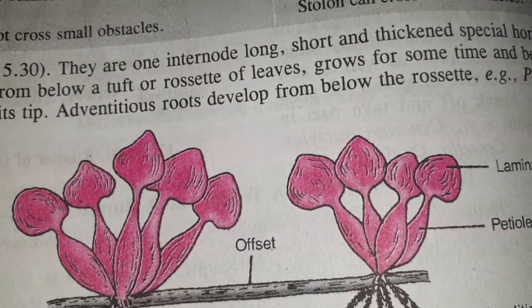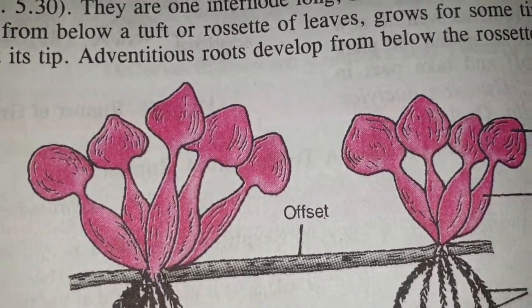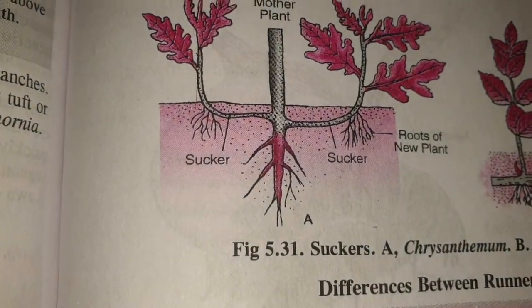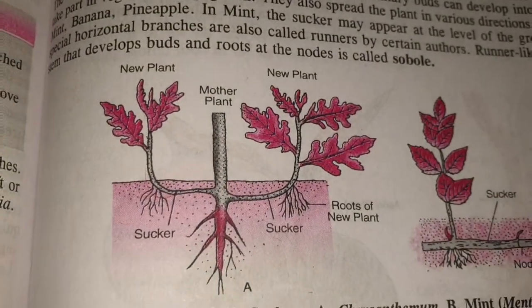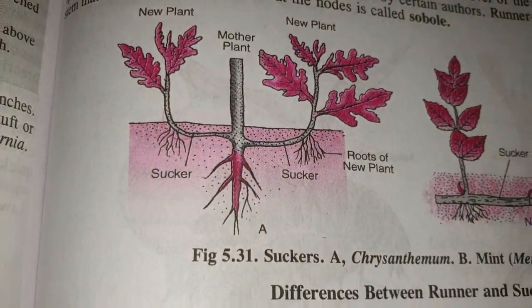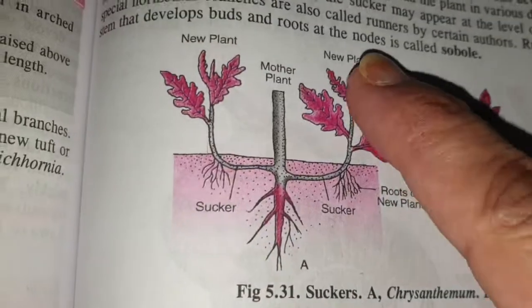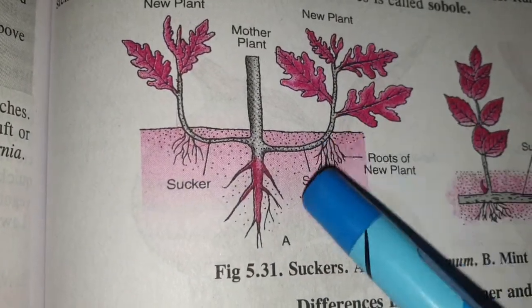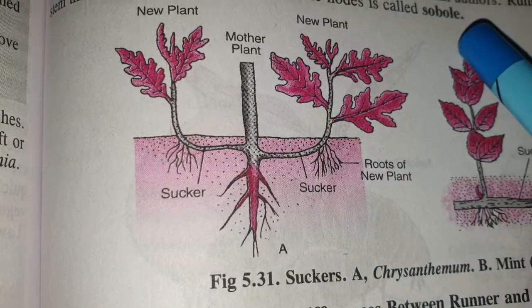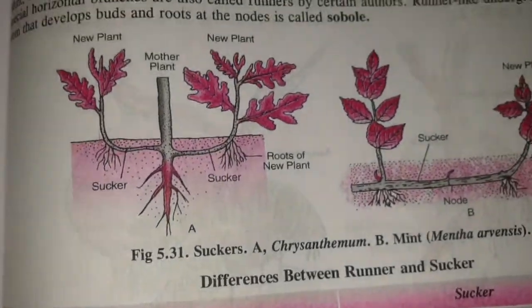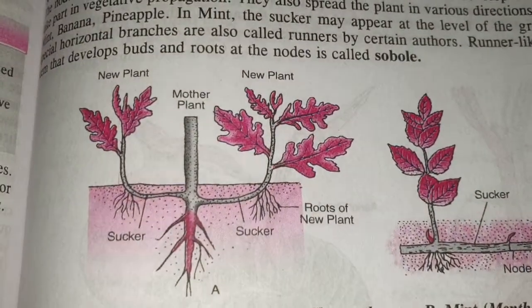underground stem modification. The first is the sucker. Sucker is a special non-green slender stem which arises from an underground base of the erect stem. So this is the erect stem. From the base of this, a new portion develops. It will develop roots and ultimately leaves are formed. So this is called sucker. This we observe in case of chrysanthemum, mint, banana plant also.